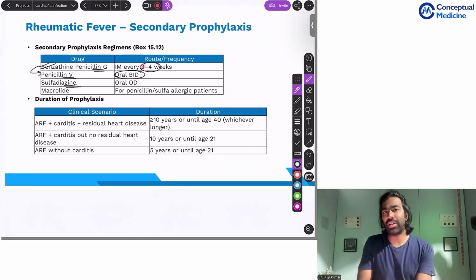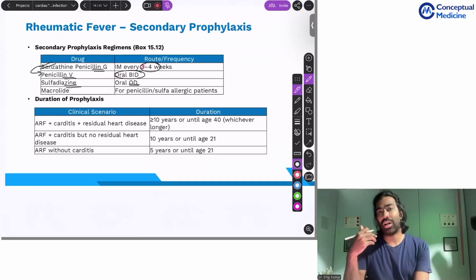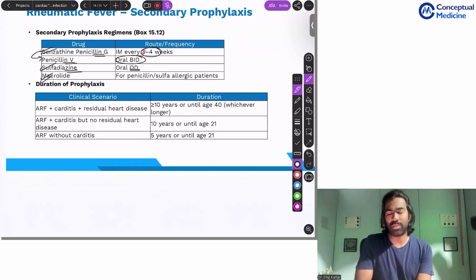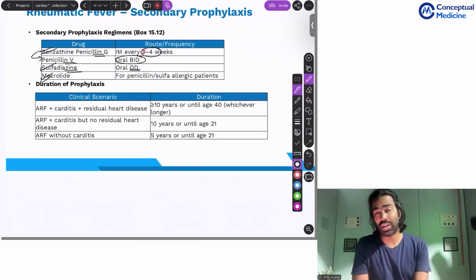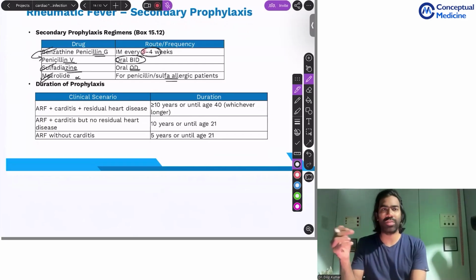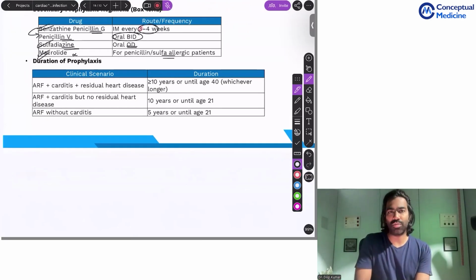And sulfadiazine can be tried as a once daily dose, which is an alternative for patients who have penicillin allergy especially. The dose will be 1 gram per day. And you can try a macrolide antibiotic like azithromycin 500 milligrams once a day for patients who have sulfur allergy as well. But this is not an acceptable alternative because of the high rates of resistance in a lot of areas. And what's the duration of prophylaxis?